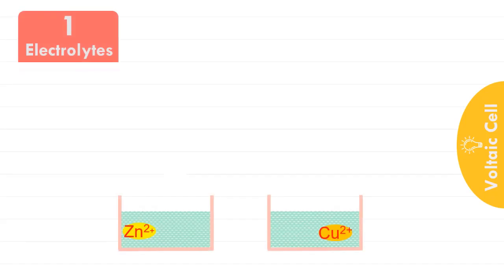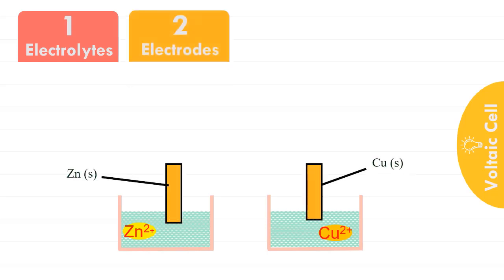This is the basic setup of a voltaic cell. It starts with two beakers containing electrolytes. For this setup, we use Zn2+ aqueous and Cu2+ aqueous. Then, we dip a piece of metal in the respective electrolytes. For this example, we're going to use zinc solid and copper solid.